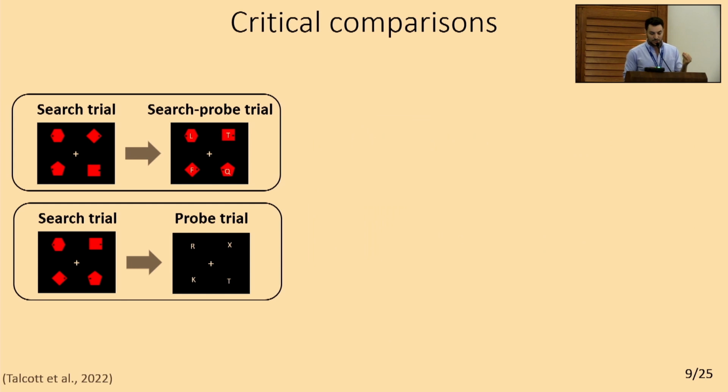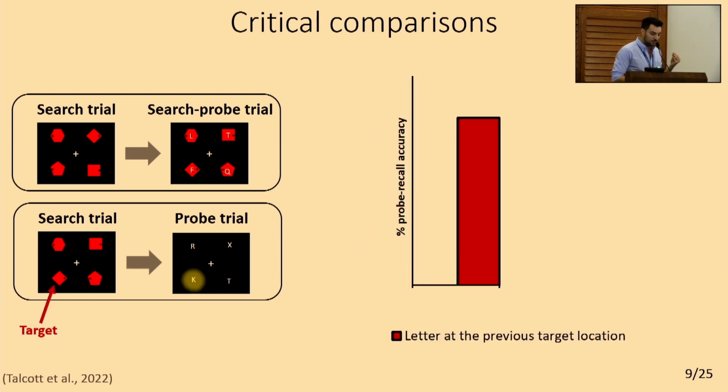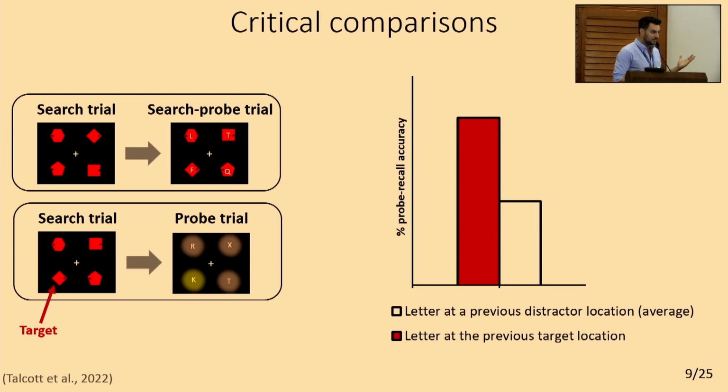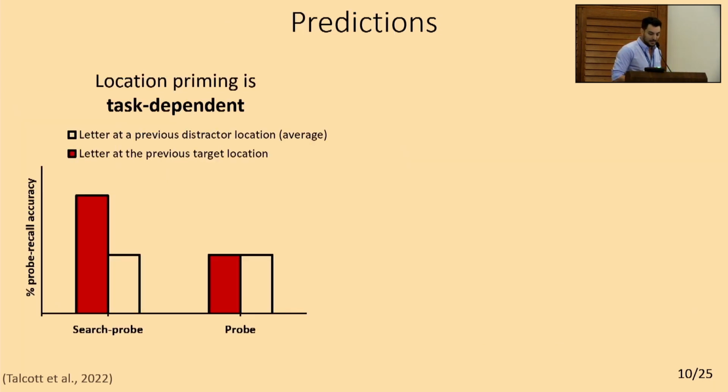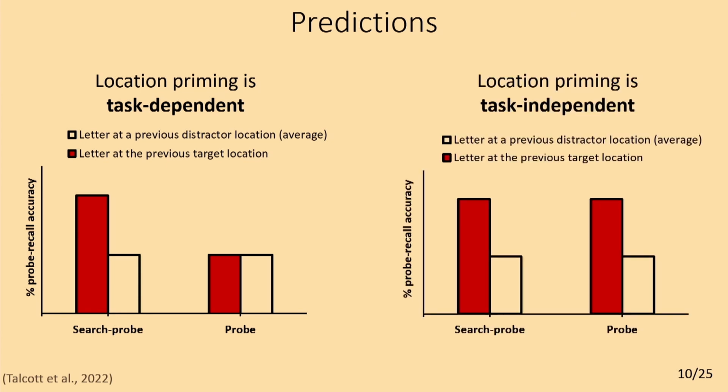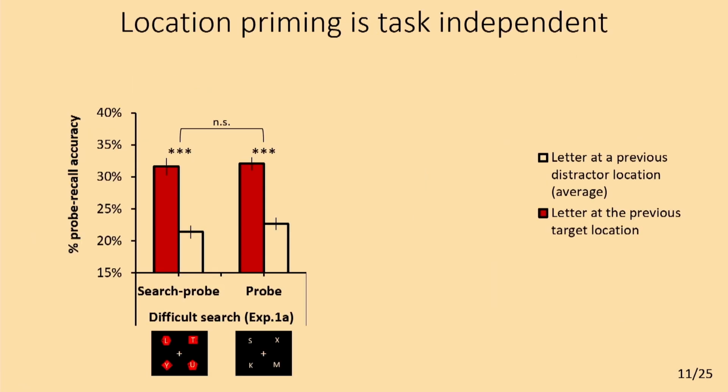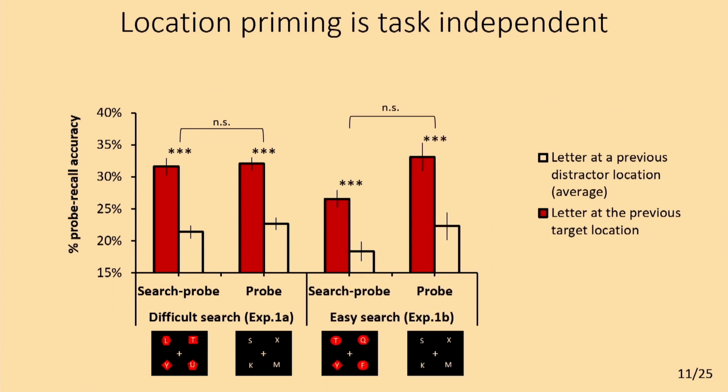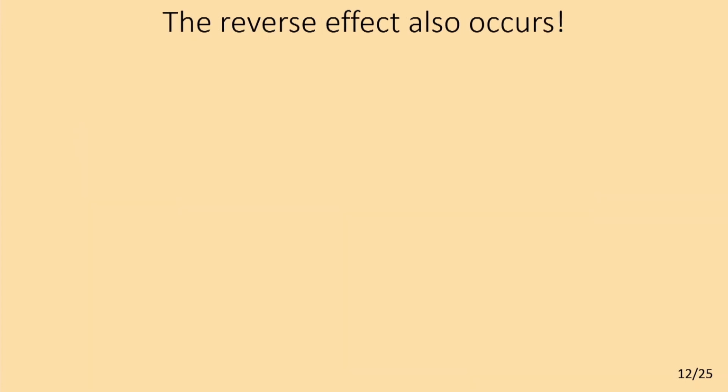Again, the location priming effect is the percentage of letters reported from the previous target minus the percentage of letters reported from other distractor locations. If location priming is sensitive to a clearly visible task change, the effect should be smaller on probe trials than on search probe trials. And if location priming is 100% predictable, the effect should be similar in the 2 conditions. This is exactly what we found. Location priming was equally strong in the 2 conditions, and we replicated the pattern of results in another experiment where search was easy.